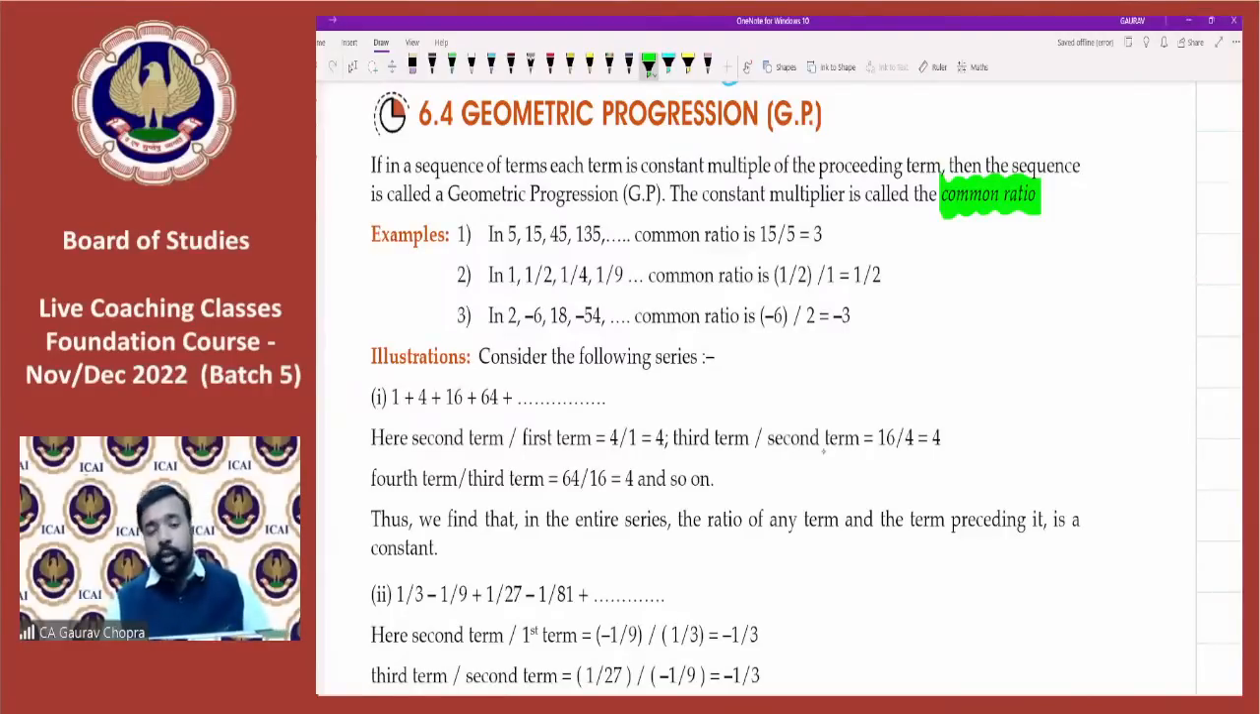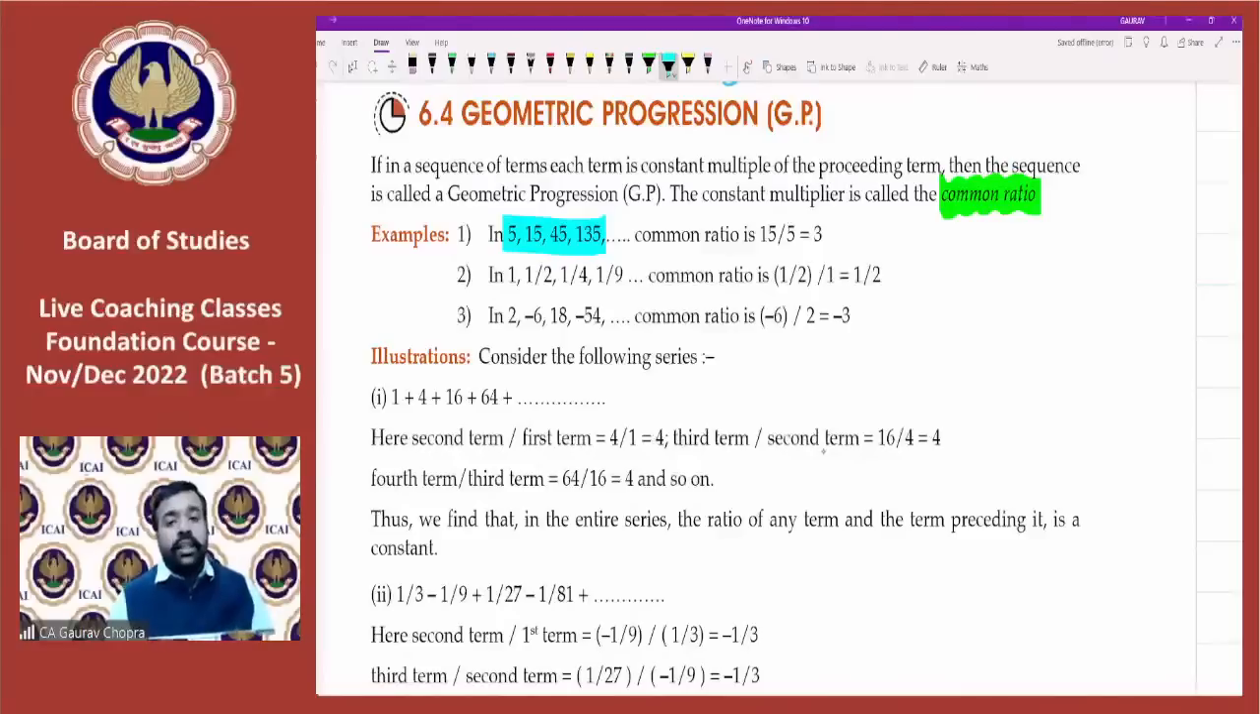I will repeat in Hindi once again. अगर एक सीक्वेंस जो हमें गिवन है, अगर उसमें कॉमन रेशियो आता है, if the ratio is common in the complete series, तो हम उसे क्या बोलेंगे? ज्योमेट्रिक प्रोग्रेशन. For example, how to calculate this common ratio?